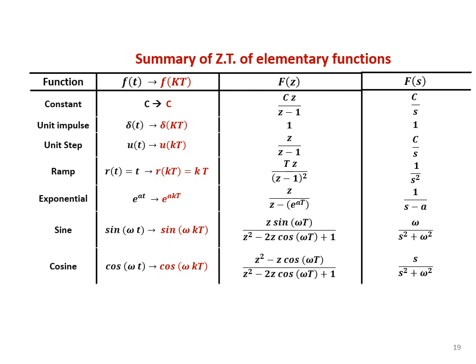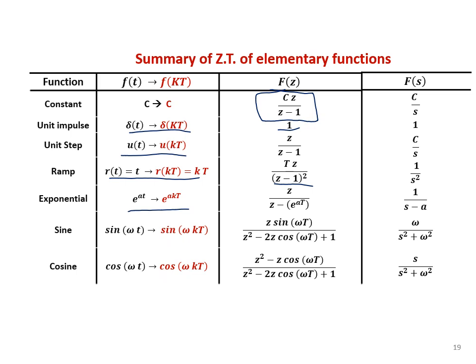This is a summary for the z transform of elementary functions. The constant c is equal to cz divided by z minus 1, which is like the unit step. For the unit impulse, it is equal to 1. The unit step u of t or u of kt equals z over z minus 1. The unit ramp equals tz over z minus 1 squared.